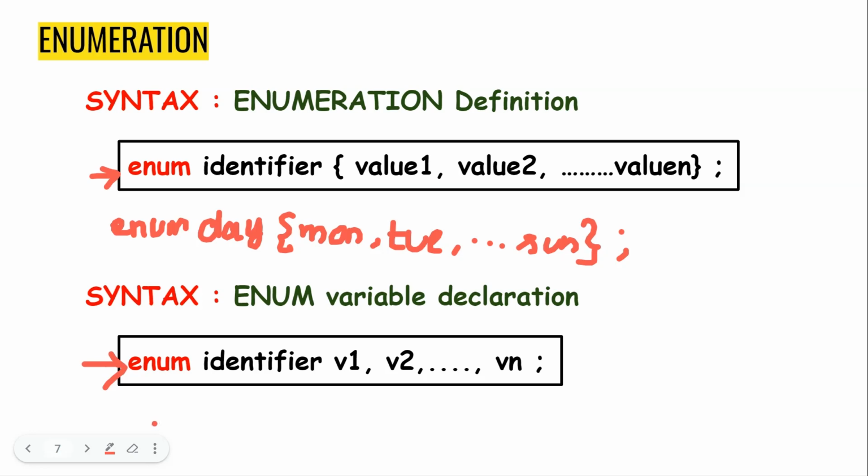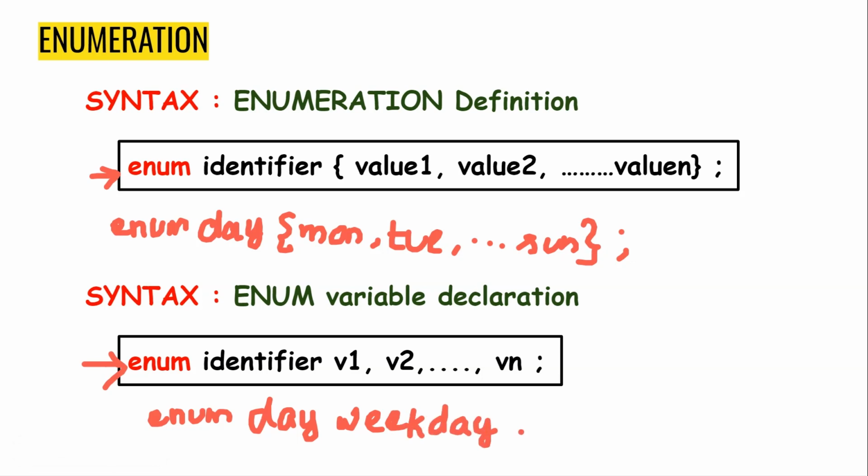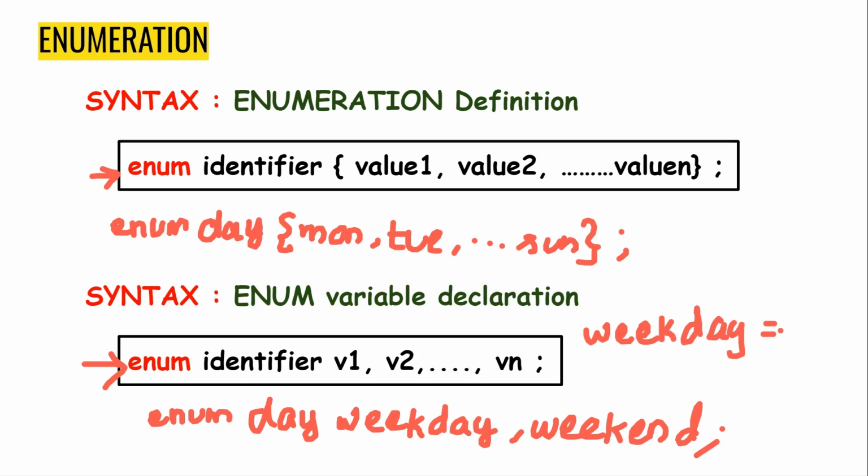So how to declare variables? Enum, then the identifier name, then any variable names. Here, say for example, enum day weekday, weekend. So these variables, weekday and weekend, can take values from the enumeration constants. Say for example, you can write weekday is equal to Monday. You can assign weekend is equal to Saturday. This is how an enumerated data type is created.